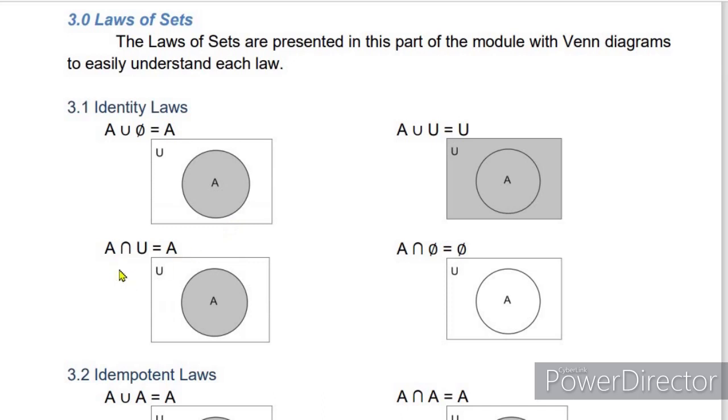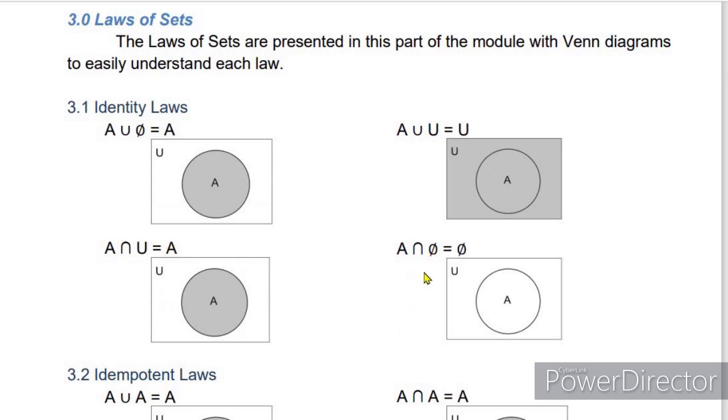Next, A intersection U is equal to the set itself again. Why? Because all the elements inside set A belong to the universe, or the set U. So we will just shade all the elements inside A because it indicates the intersection between the universe and A. Next, A union the universe is equal to the universe itself. Why? As I said earlier, all the elements of set A belong to the elements of the universe. That's why we are going to shade everything here.